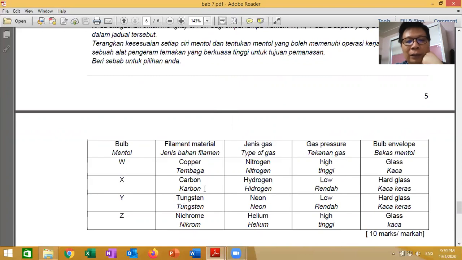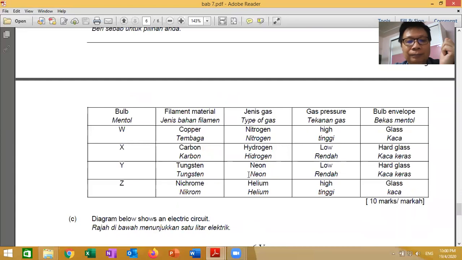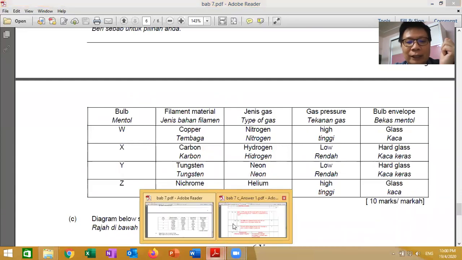Filament: copper, carbon, tungsten, nichrome. Gas: nitrogen, hydrogen, neon, helium. Pressure: high or low. The envelope of the bulb is made from glass: hard or not? So which one? All right, check the answer.